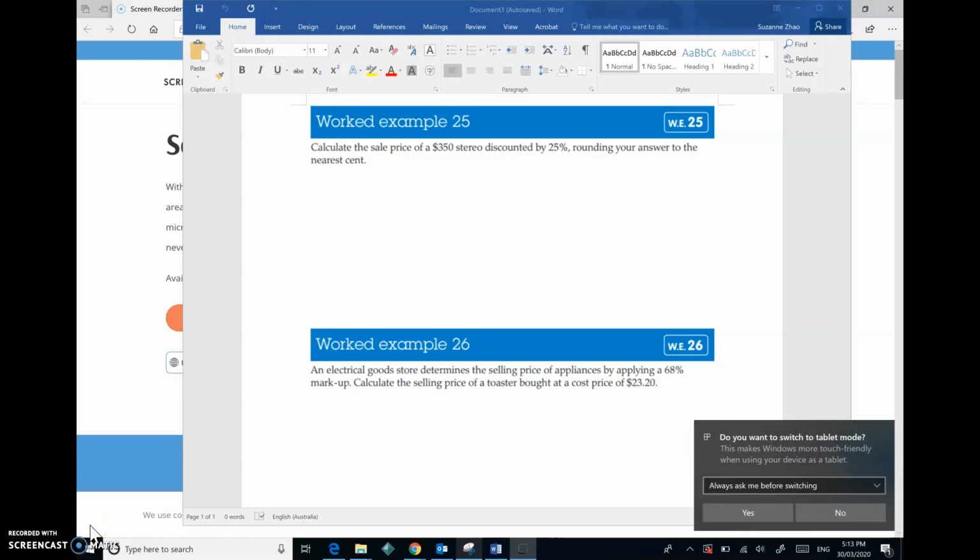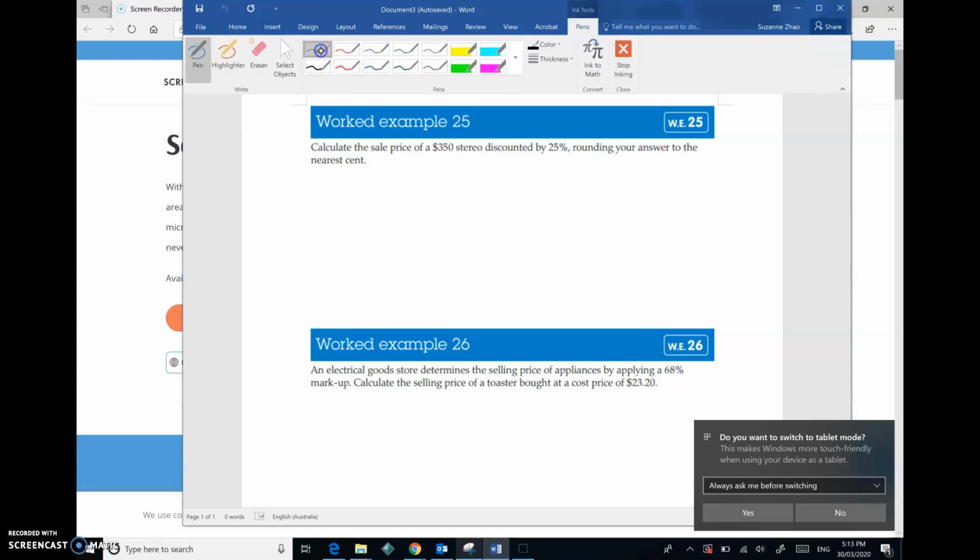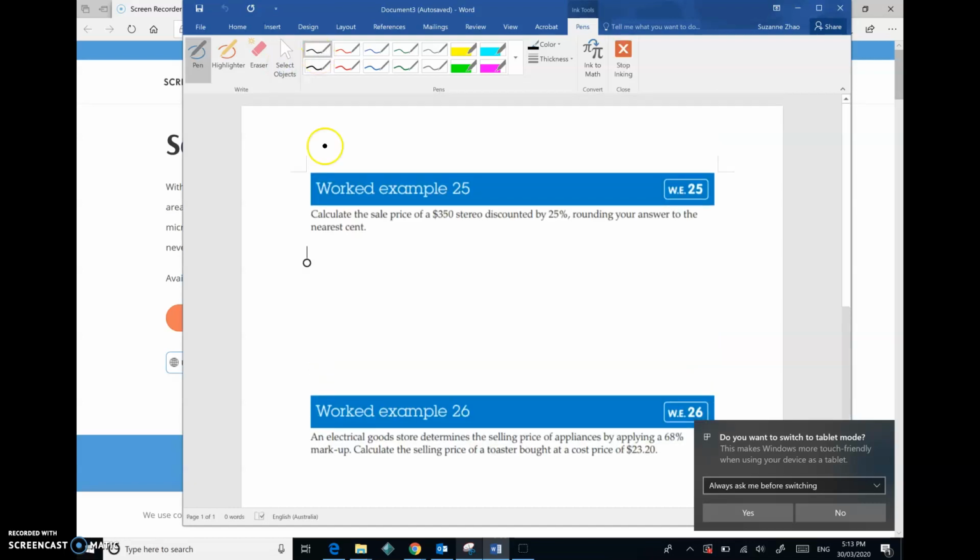Hello everyone, I'm just gonna quickly go through 3.10 in Pearson textbook, so that it will be helpful for you to go through some questions at home. So this is, I'm gonna write down here, this is 3.10 Pearson. Okay, let's have a look at example one.